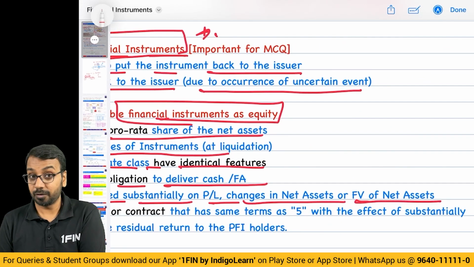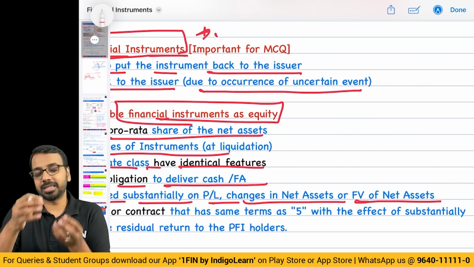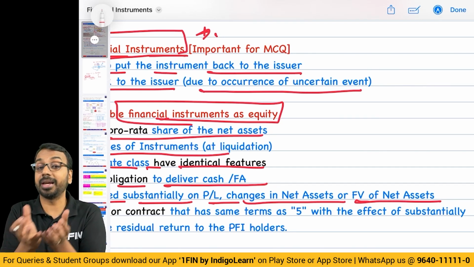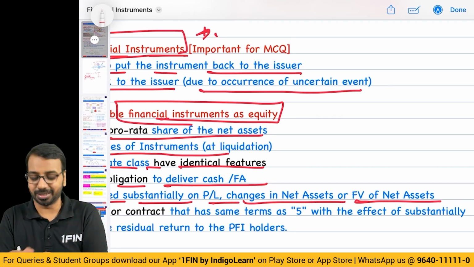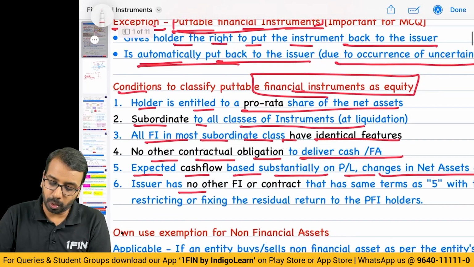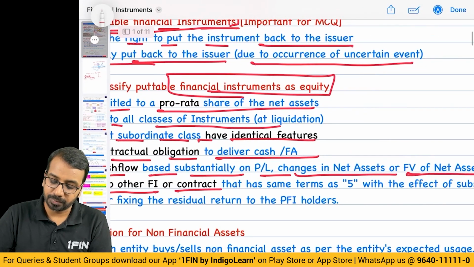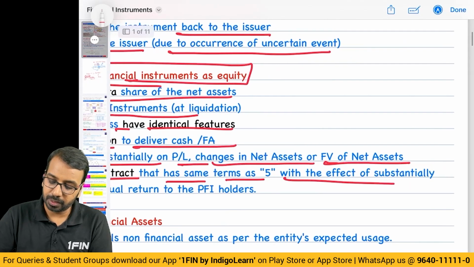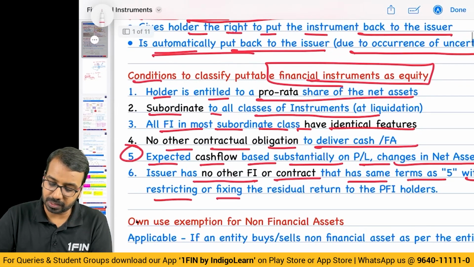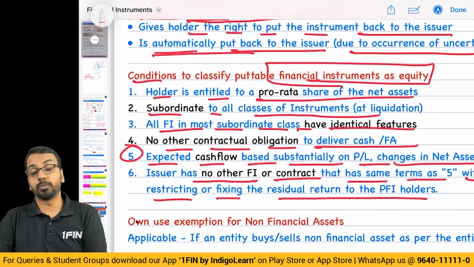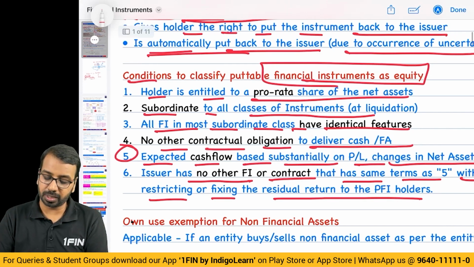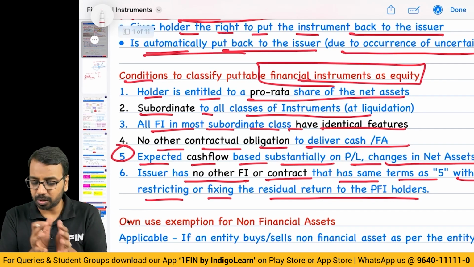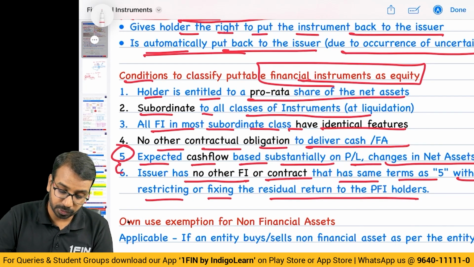Now if you look at a mutual fund unit, if the net asset increases, that is when my net asset value per unit increases, right? And there is no other financial instrument or contract that has the same terms, with the effect of substantially restricting or fixing the residual return to the puttable financial instrument holders. So the last one says there is no other financial instrument or contract which has similar terms to those given in 5.